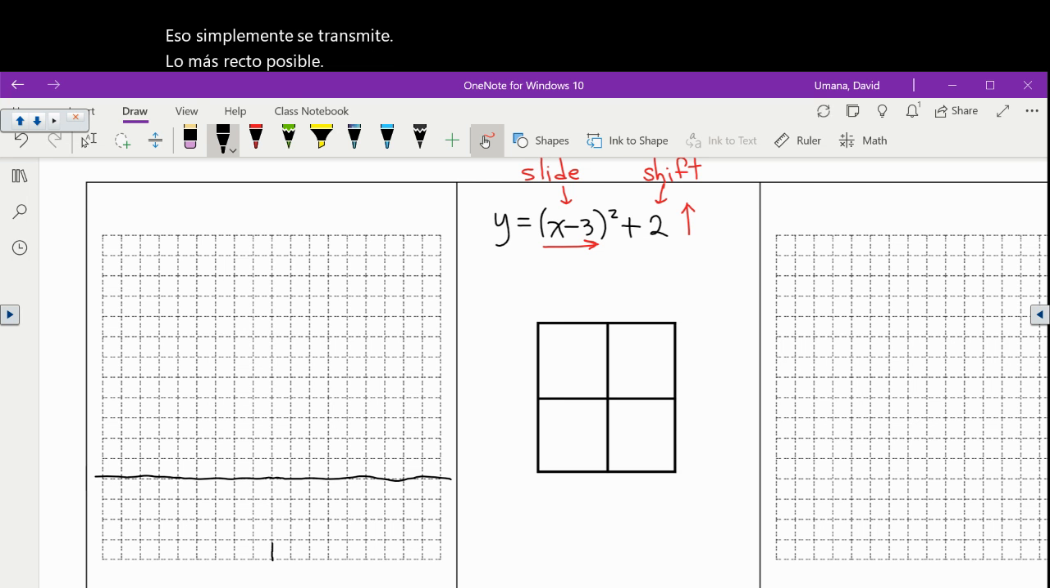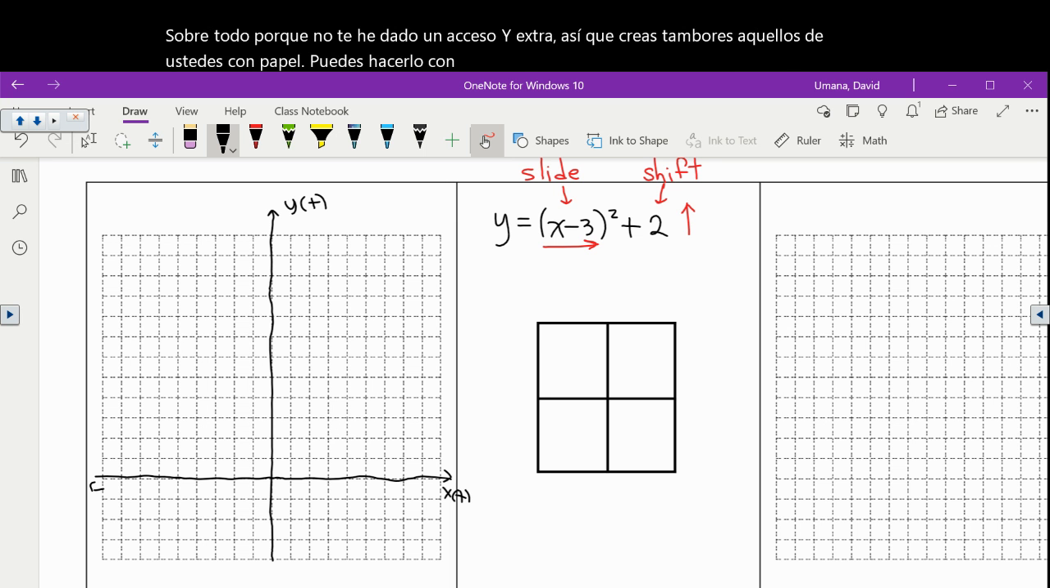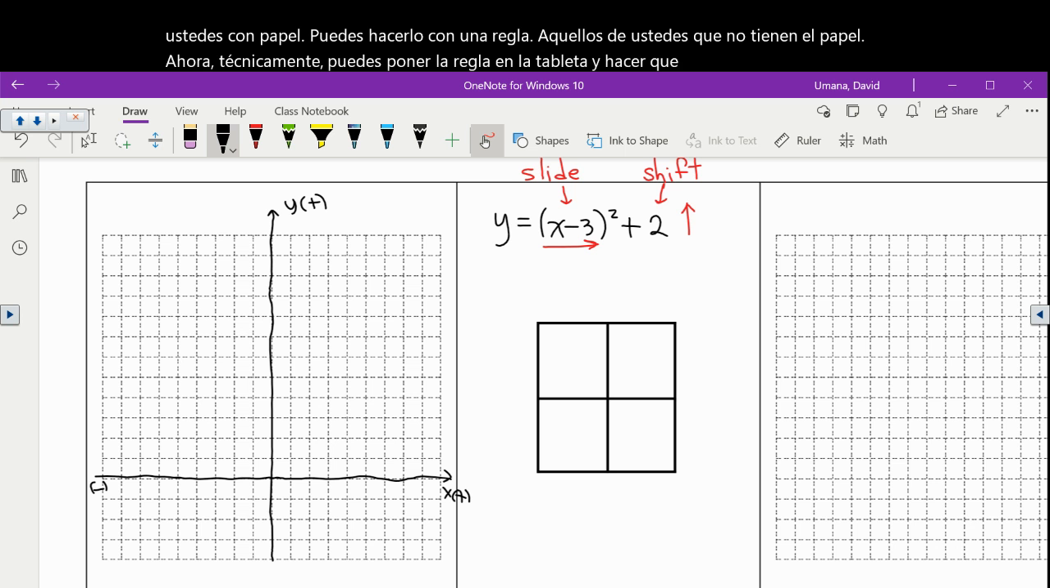And then right down the middle, more or less, go up as straight as possible. And here is my y, and here is the x. Mostly because I haven't given you an x and y axis, so you create your own. Those of you with paper, you can do it with a ruler. Those of you who don't have the paper, technically you can put the ruler on the tablet and make it. That does work, but it's a little bit more of a pain.